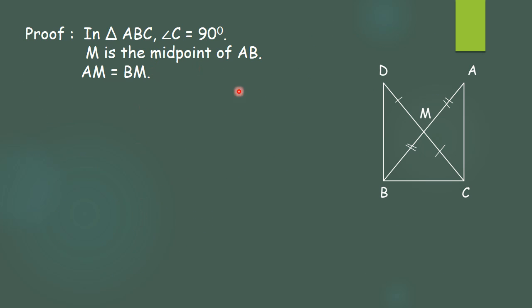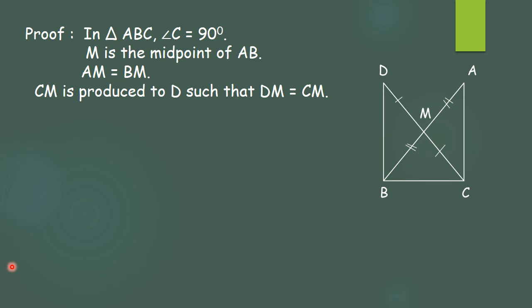When we write the proof, what is given? In triangle ABC, angle C is 90 and M is the midpoint of AB. It means AM is equal to BM. That is given. The next part, what they have stated: CM is produced to D such that CM is equal to DM. So CM and DM are equal, AM and MB are equal. Now we have to prove the two triangles congruent. To prove two triangles congruent, we have to show that three elements of one triangle are equal to three elements of the other triangle.